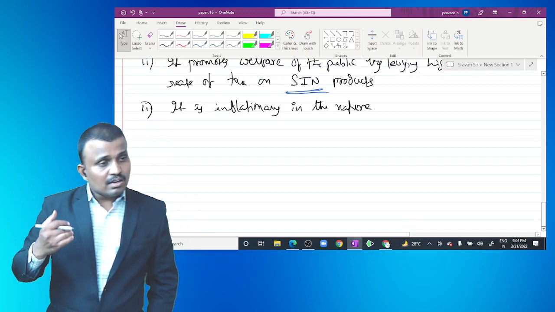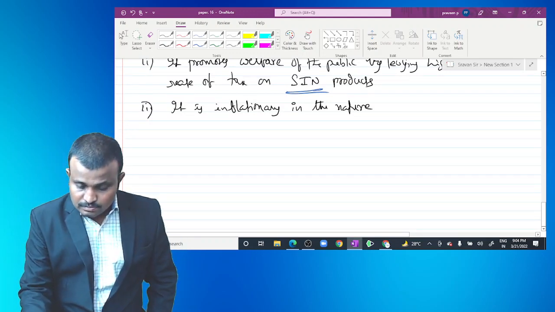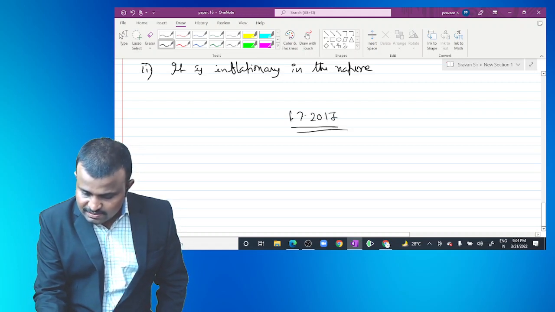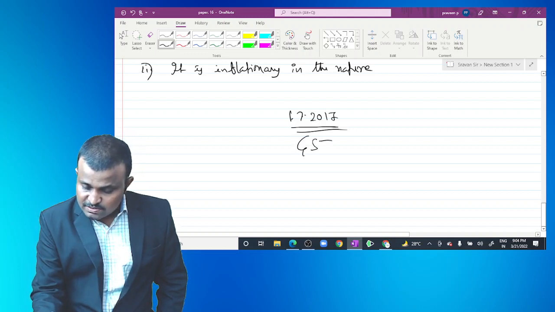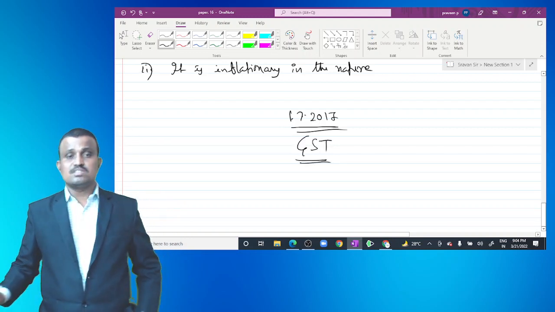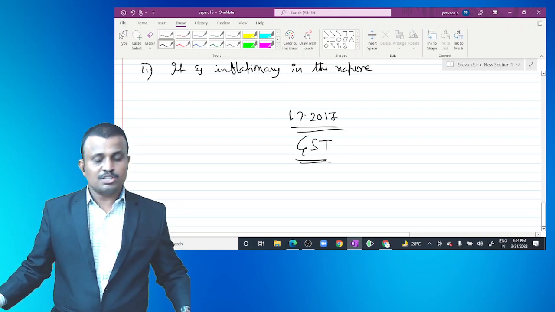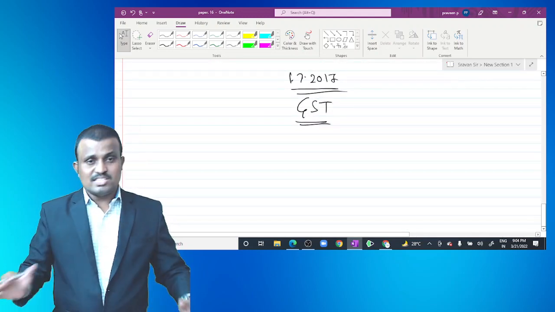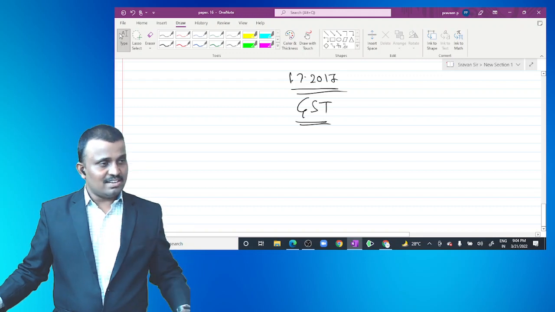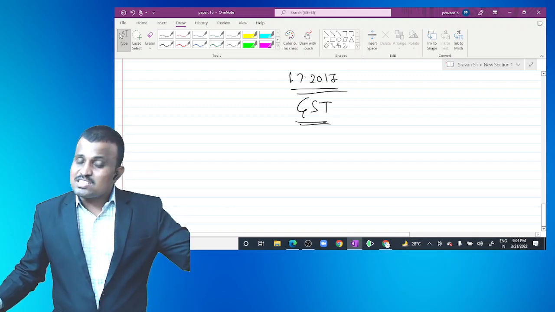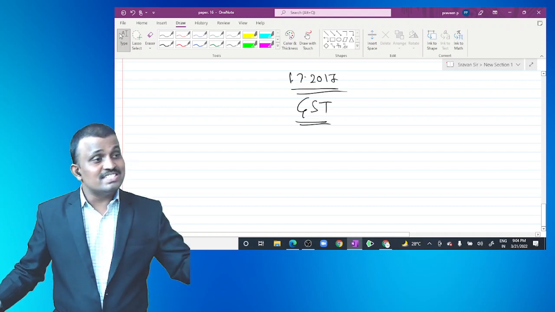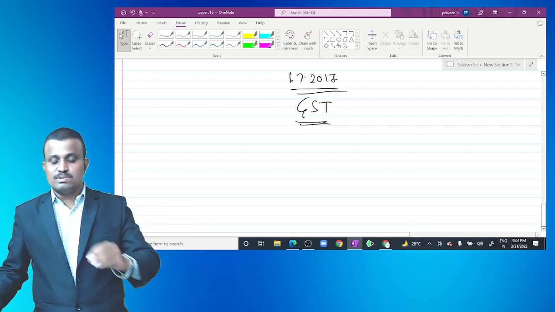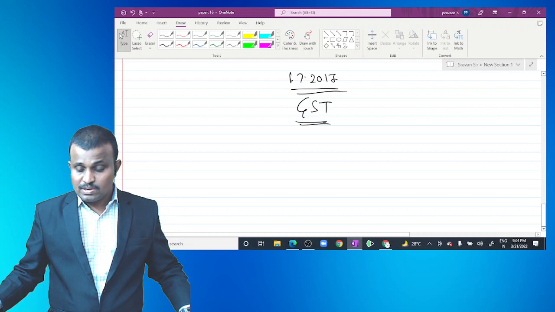So here, coming to our topic, on 1/7/2017, GST was introduced in India with a slogan, One Nation, One Tax. Then before 1/7/2017, which types of indirect taxes were there, why they are subsumed under the purview of GST, and which taxes are subsumed and which are not subsumed under the purview of GST, we have to know.